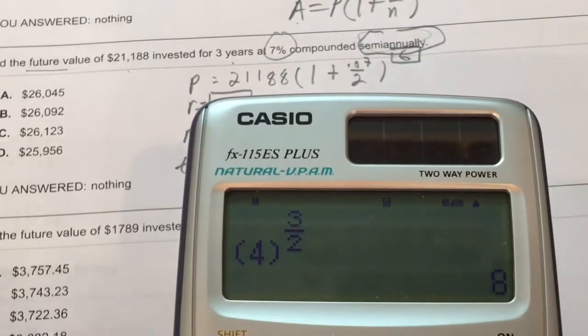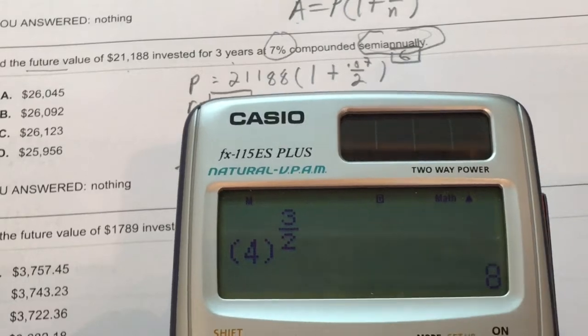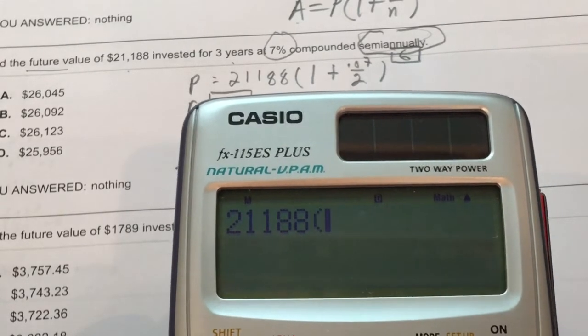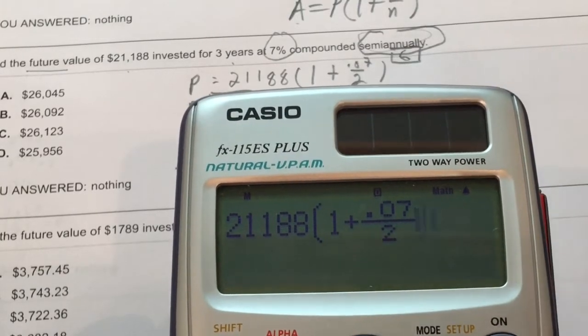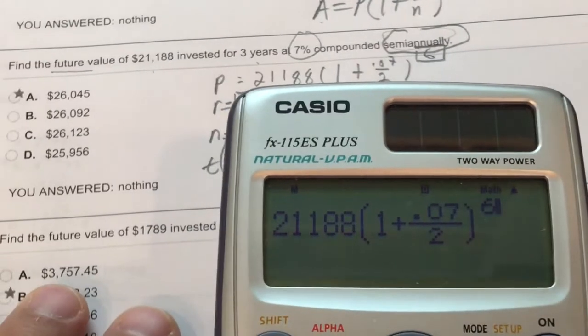Can't do this one without the scientific calculator. 2, 1, 1, 8, 8, parentheses, 1 plus the fraction bar. On top of the fraction bar is 0.07, down arrow, 2, right arrow, close parentheses, raise it to the 6th power. And let's see if it lines up with our choices.